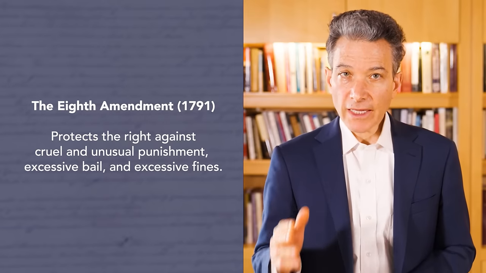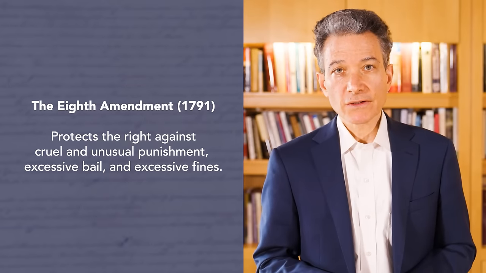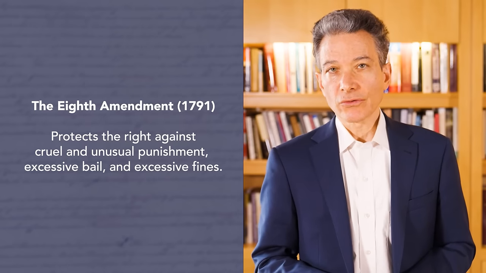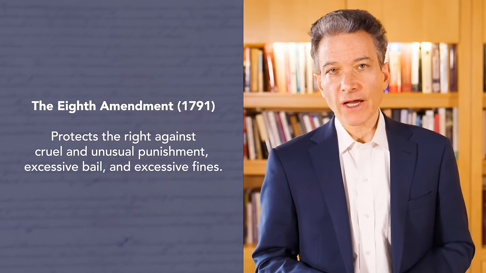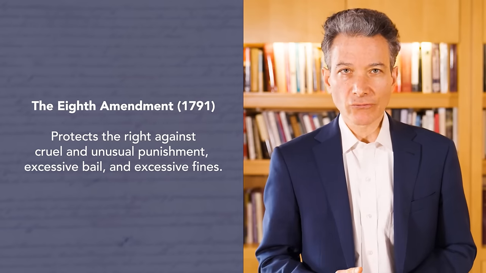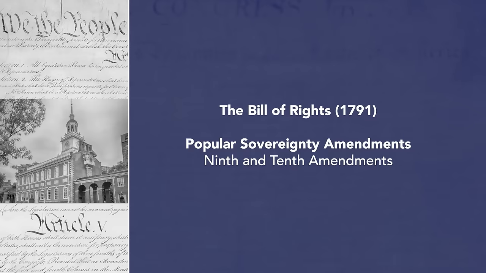And then we come to the Eighth Amendment, which protects the right against cruel and unusual punishment, excessive bail, and excessive fines. It's rooted in the English Bill of Rights and also in the Virginia Declaration of Rights, drafted by George Mason, that famous anti-federalist who worried that a new and powerful national government would simply invent new crimes to oppress the American people. Then we come to the popular sovereignty amendments, the Ninth and Tenth Amendments.